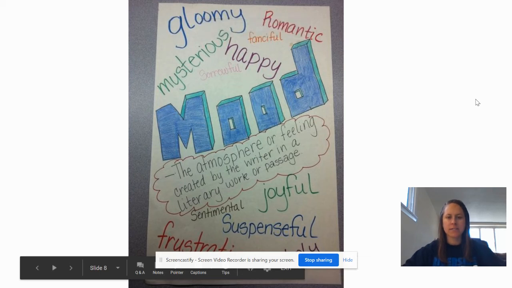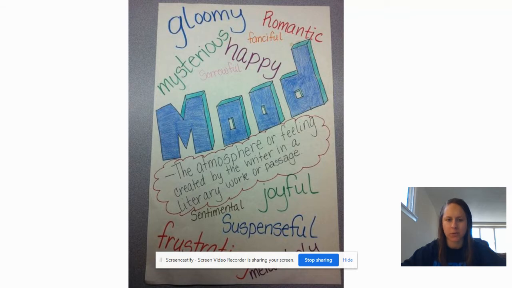Hi, fourth grade. Today I'm going to teach you how to determine the mood of the story, or what the mood of the story is. So, the mood of a story is the atmosphere or feeling created by the writer in a literary work or passage. So, think about the mood as feelings, right?